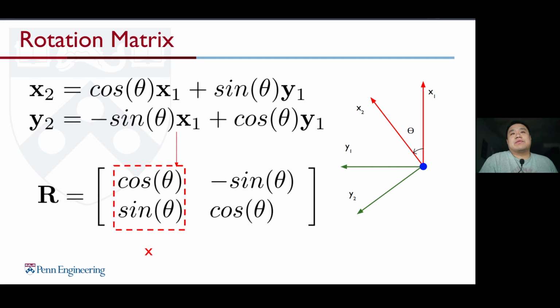In this case, you can see the pattern here is that the columns are actually the result of, for example, the x2 in terms of x1, and then the coefficients are written in the column of the rotation matrix.